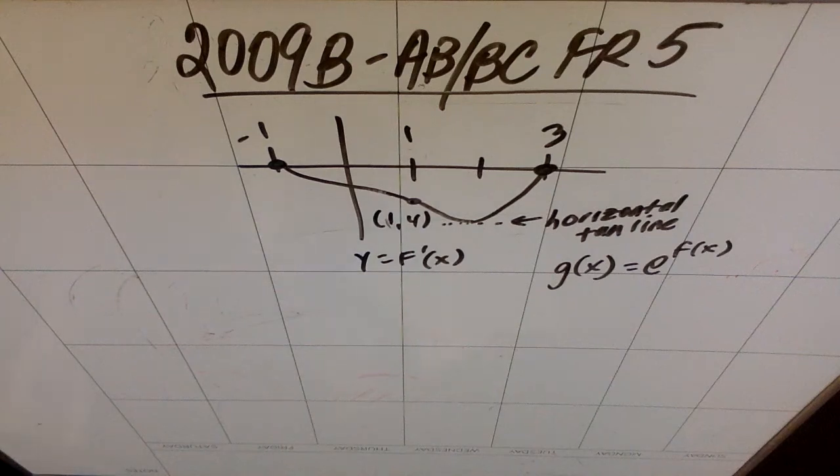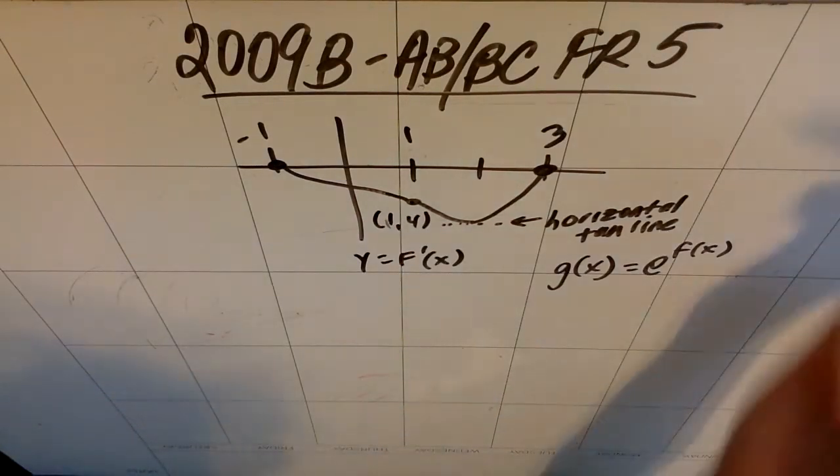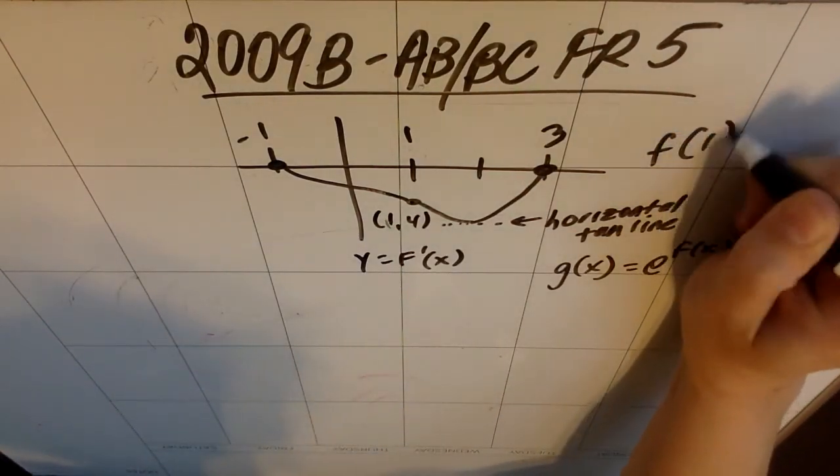Going to continue doing AP review. This is 2009 Form B, AP NBC, free response number 5. Let f be a twice differentiable function defined on the interval from negative 1.2 to 3.2, open interval, with f of 1 equaling 2. Sorry, I should add that here somewhere, that f of 1 is 2.